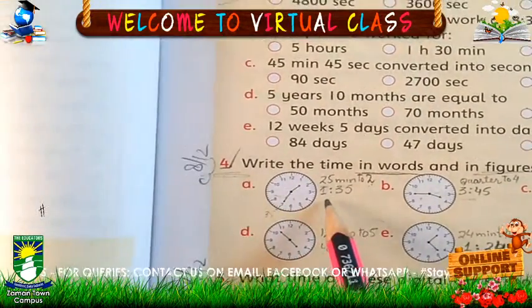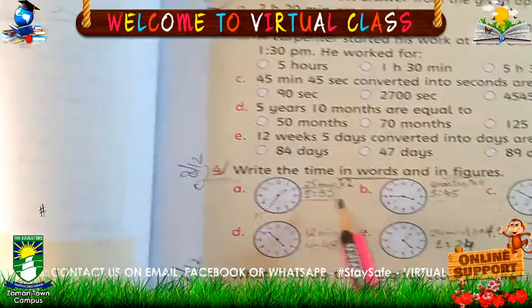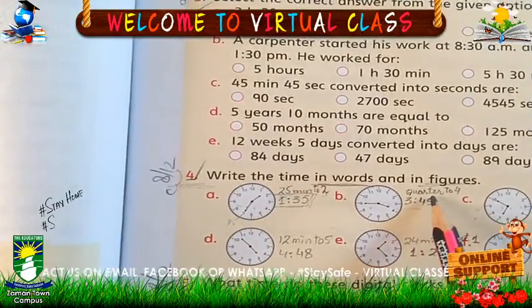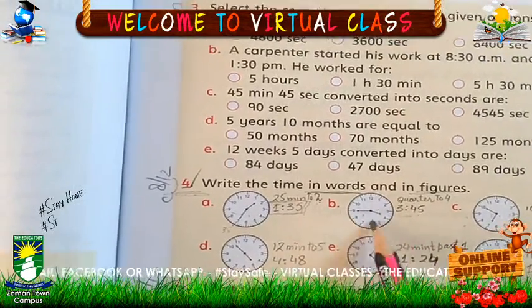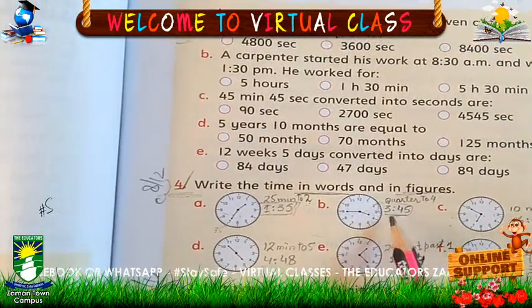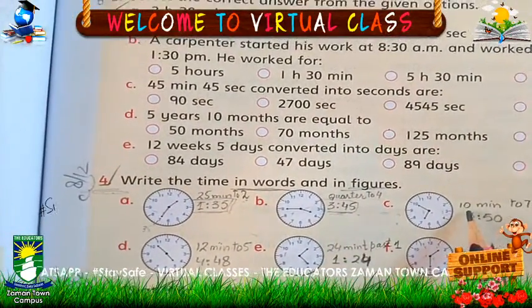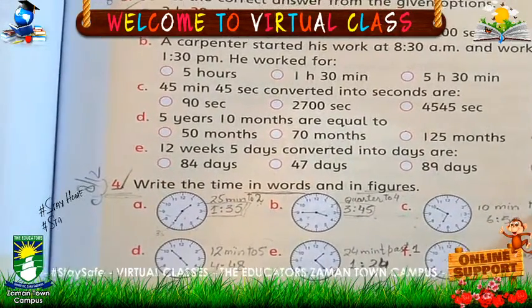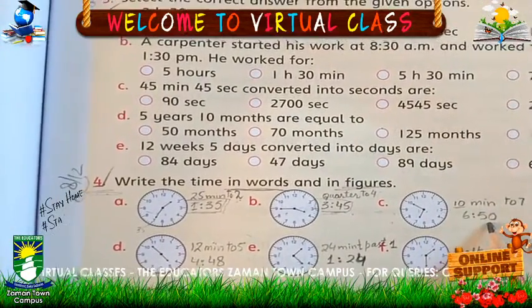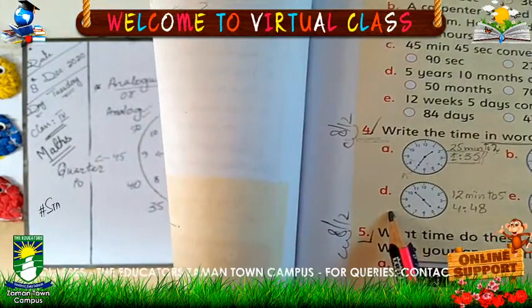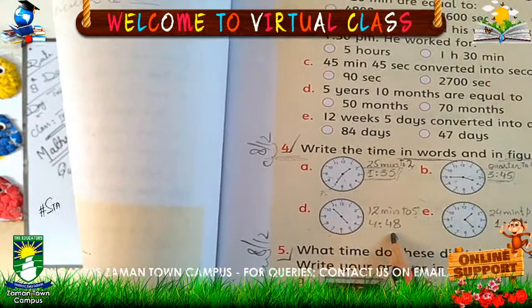Okay, and here 1:35. This is your figure. You can say it also in digital. Okay, other one, number B, quarter to 4. Quarter to 4. And in figure we can say 3:45. Well, number C, we have 10 minutes to 7. Okay, as I have told you, we have to tell the minutes first. And we can say also 6:50. Number D, 12 minutes to 5 in words and 4:48 in figure.